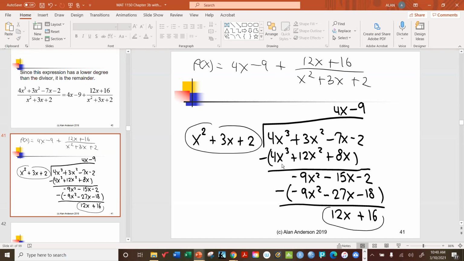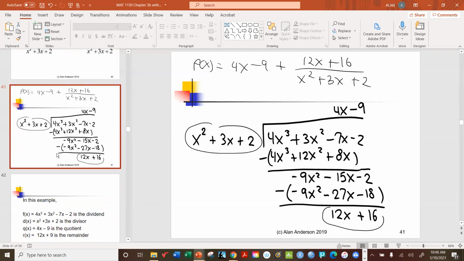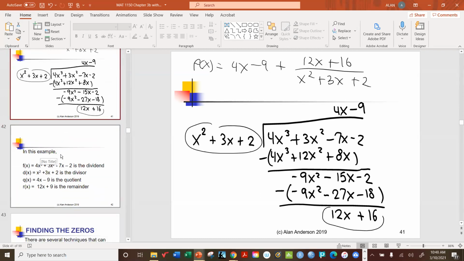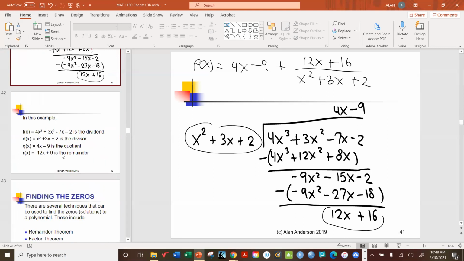Now, if you want to spend the time, you can algebraically prove this. You would turn this 4x minus 9, give it a common denominator equal to this one, and you can go through all the steps. We're not going to do that here. As long as you did the division correctly, that's all we need to know.